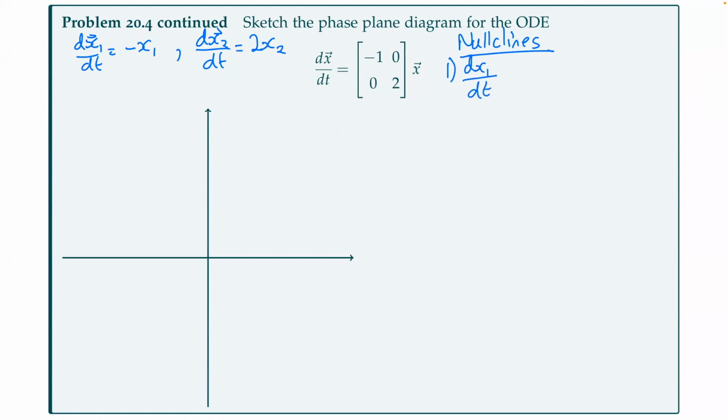So when do we get dx1/dt equal to 0? Well, all we need to do is set this equation here equal to 0. So this only occurs if x1 is equal to 0.